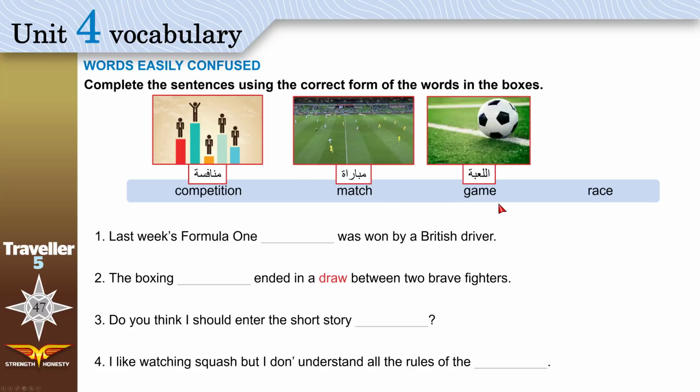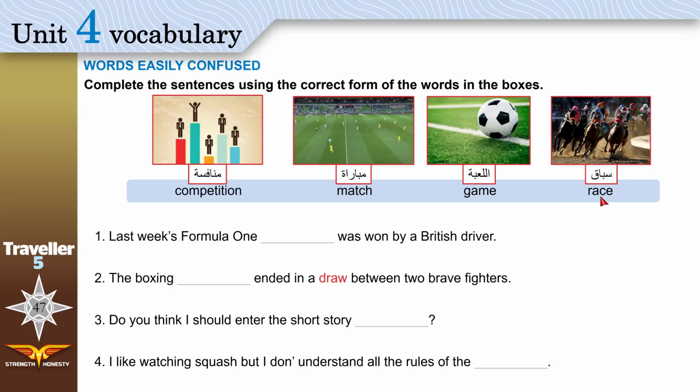Match and game can be confusing to many. Please pay attention. I'll try to clarify the difference. When we use the word game in the context of sport, we mean the sport itself. Let me give you an example. If you ask somebody, why don't you play football? Everybody plays football. And he says, I don't like the game. That means he doesn't like the sport. He doesn't like football or soccer. Match means two players or maybe two teams are competing against each other, playing against each other. Race is about the fastest animal, the fastest man, woman, or car.